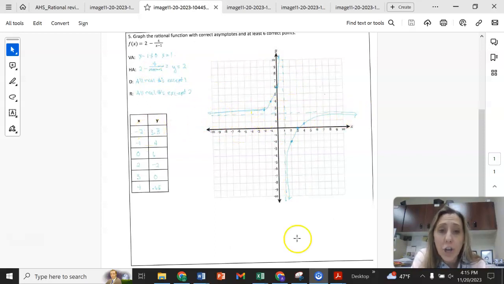And then I chose my numbers based on where my vertical asymptote was. So since my vertical asymptote is at 1, I chose 0, -1, and -2, and I plugged those in. And then I chose 2, 3, and 4. And when I plugged those in, I got my graph looking like this. If you have any questions, please let me know. But otherwise, I can help you with plugging that into your calculator, but you should be able to do that.